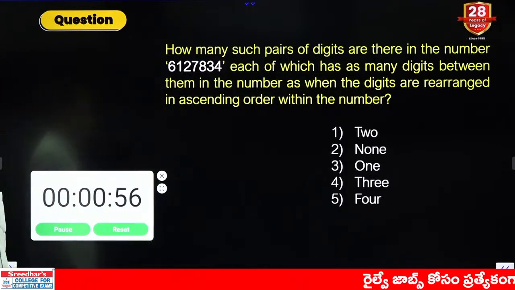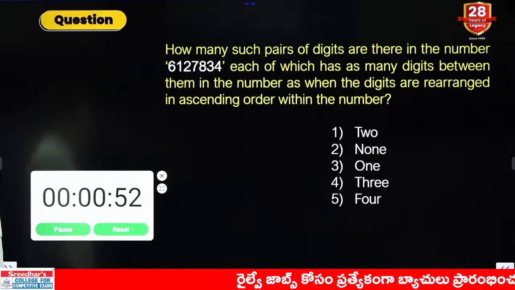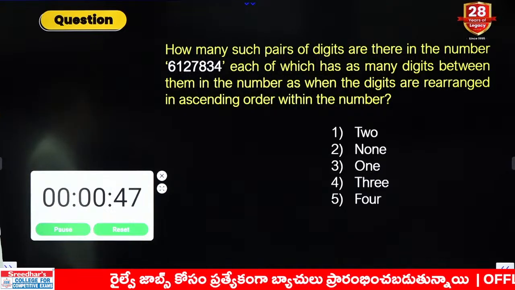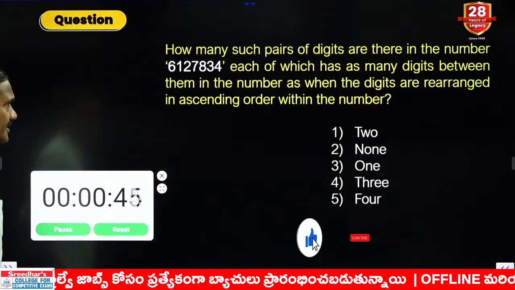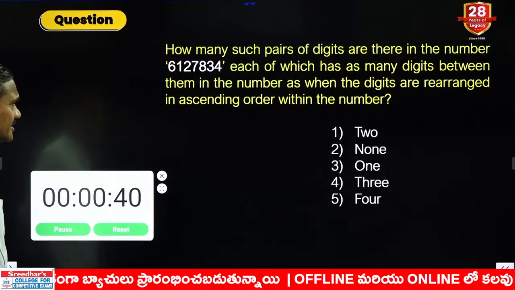How many such pairs of digits are there in the number, each of which has as many digits between them in the number as when the digits are arranged in ascending order within the number?